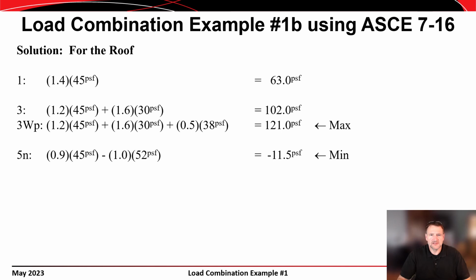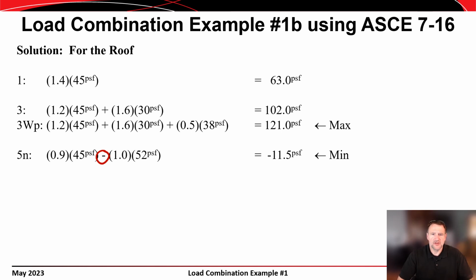When we consider this in our load combinations, note that we have to consider both the 38 pounds per square foot downforce and the 52 pounds per square foot uplift to be positive loadings. In other words, we don't substitute a value of negative 52 into load combination number 5. Instead, we use a positive 52 and let this negative sign here indicate that in load combination number 5, the wind is acting in the opposite direction of the gravity loads.